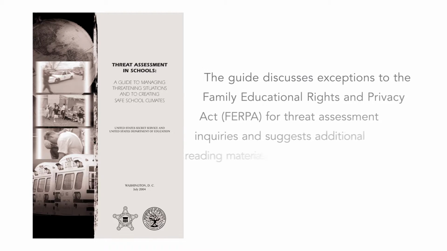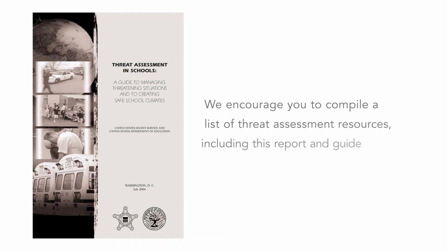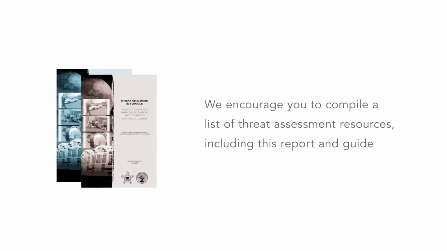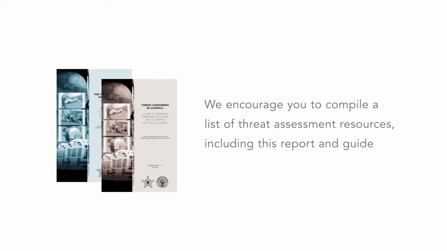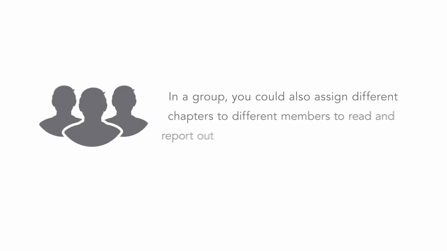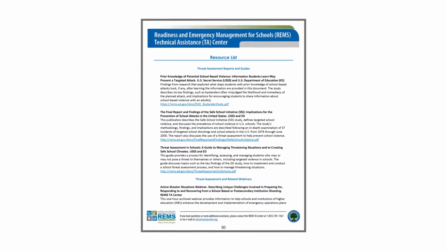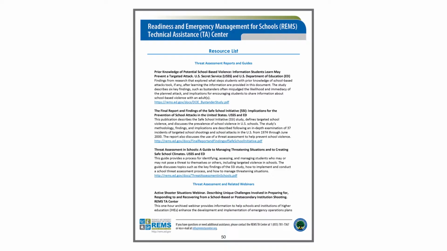The guide discusses exceptions to the Family Educational Rights and Privacy Act, or FERPA, for threat assessment inquiries and suggests additional reading materials in the Annotated Resources section. We encourage you to compile a list of threat assessment resources, including this report and guide, along with other materials listed in the resource list of your participant manual that can be used as reference materials for your threat assessment team. In a group, you could also assign different chapters to different members to read and report out. Links to these resources on the REMS TA Center website are provided in the resource list of your participant manual.